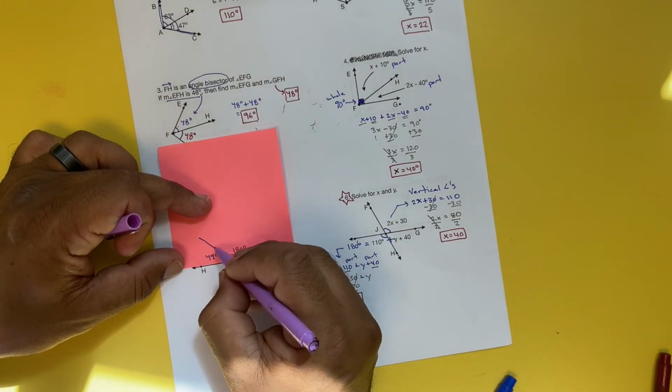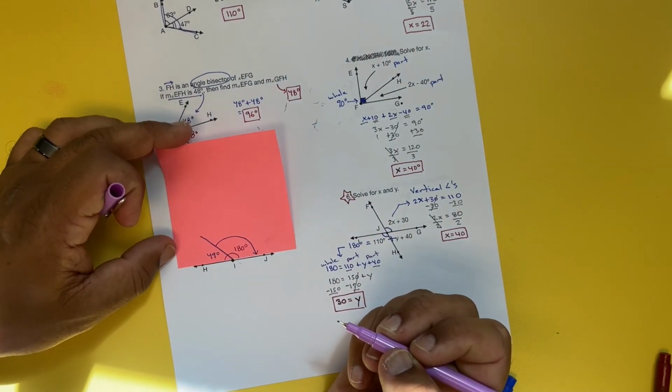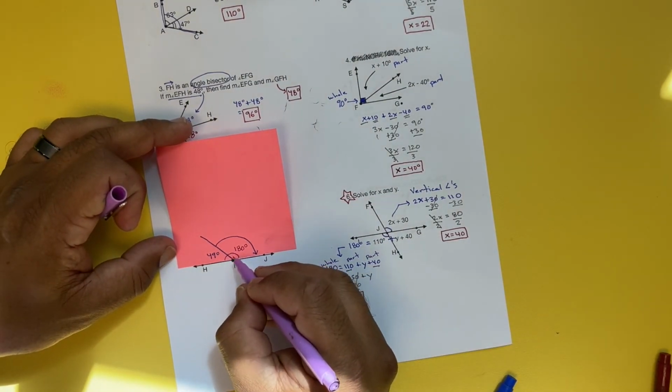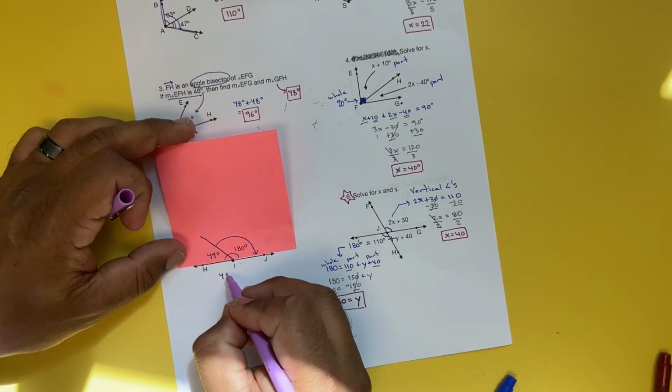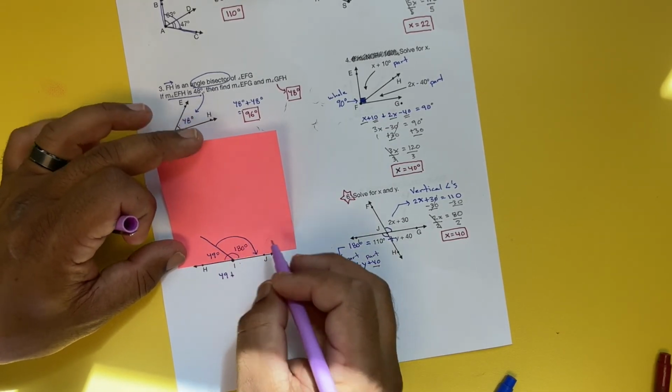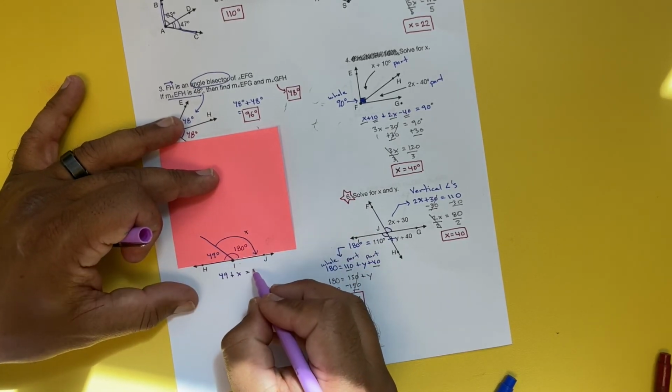So I got to figure out KIJ, which is the angle that's left. So if the whole thing's 180 minus this 49, I should get the rest. Or another way to think about it is 49 plus the piece I don't know, we'll call it x, equals the whole thing, which is 180.